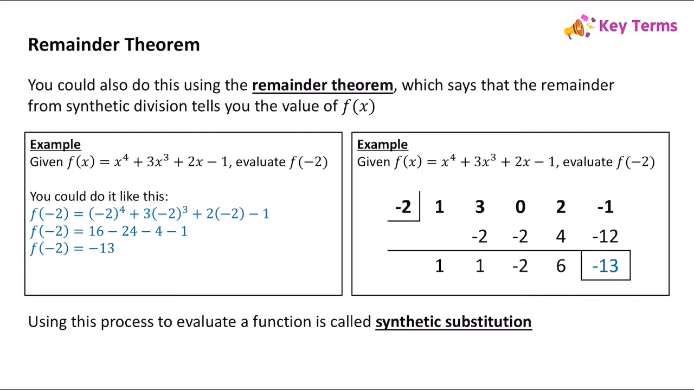So you can see what I've done here is in the upper left-hand corner, I use that negative 2, which is the value we're trying to evaluate. Then I wrote out all the coefficients of f of x. Remember that I added in that 0 because this f of x does not have an x squared term. And then we just do synthetic division like we normally would, and that value that I get where the remainder should be actually tells me the value of f of negative 2. So you can see that we get the same answer using either method. And so using this process is also called doing synthetic substitution.